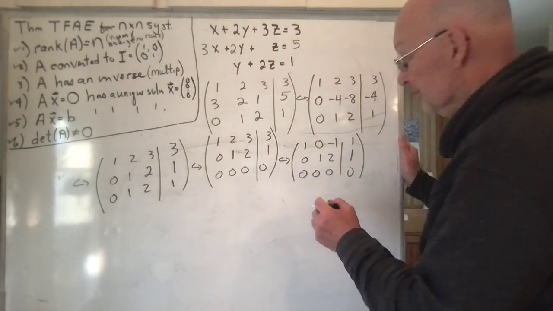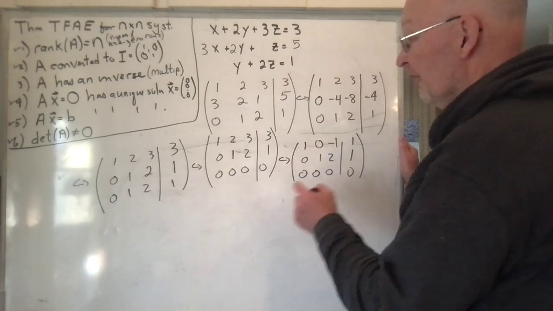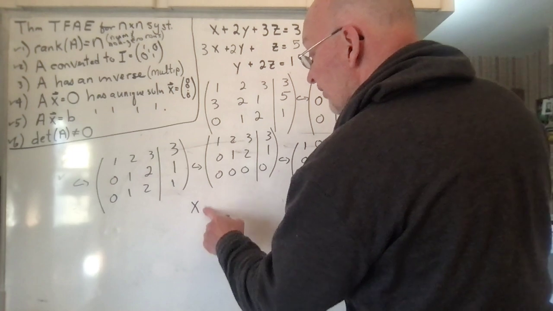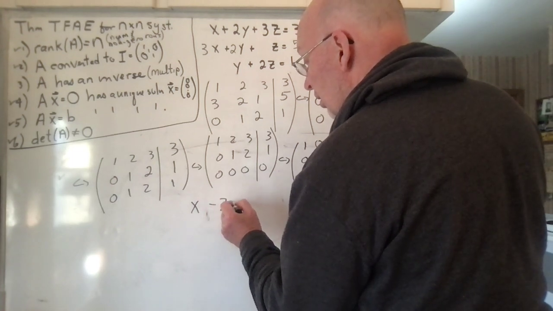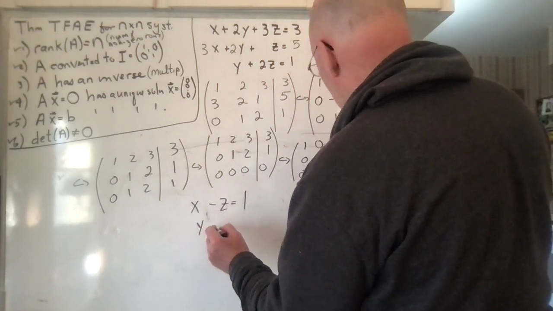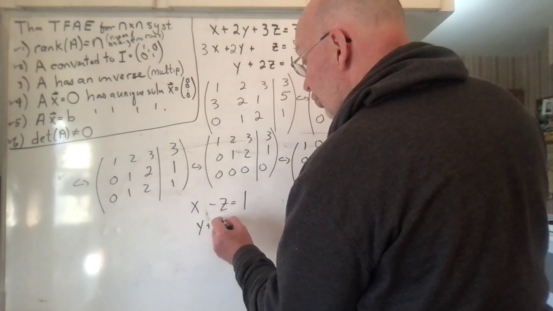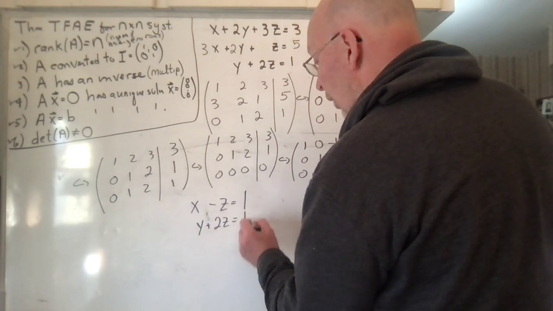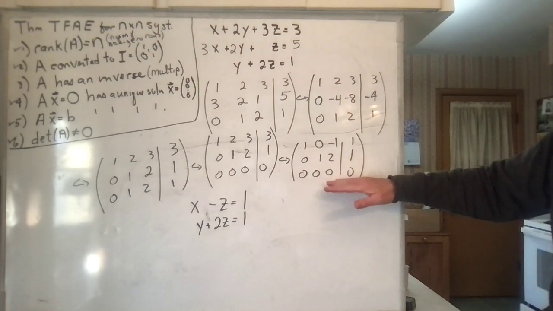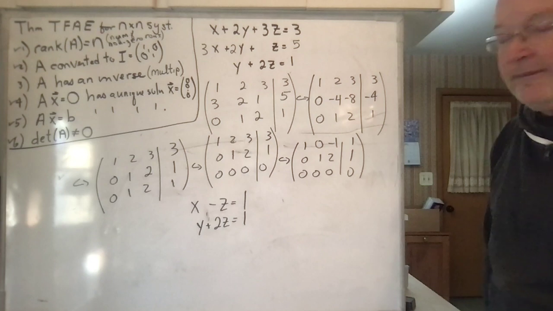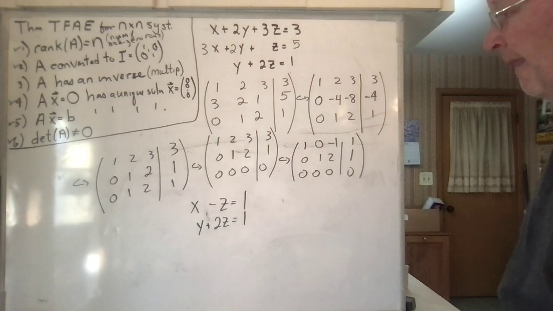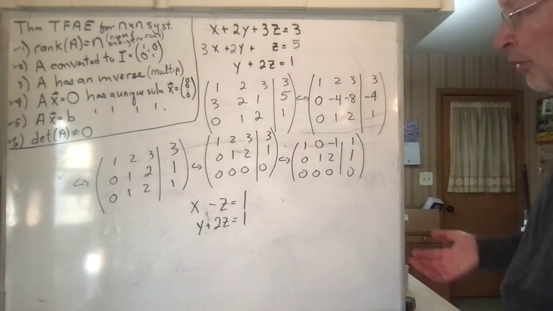Here's what you have. If you rewrite this out in terms of x, y, z now, you can write it as x minus z is equal to 1. And you can write it as y plus 2z is equal to 1. Agreed? This bottom row, there's nothing there. It's just saying 0x plus 0y plus 0z is equal to 0. So that's what we have. Now, what are all the solutions to this?